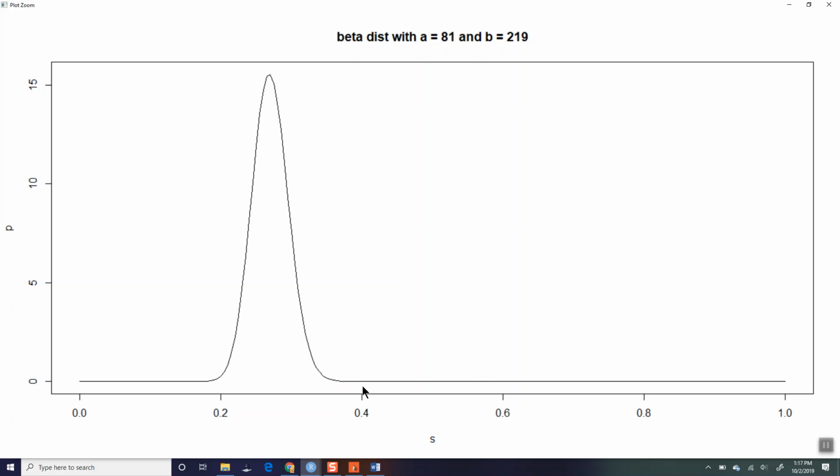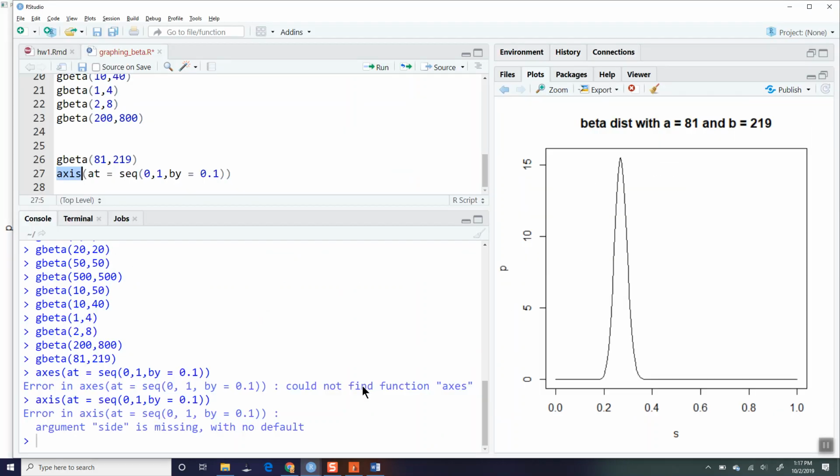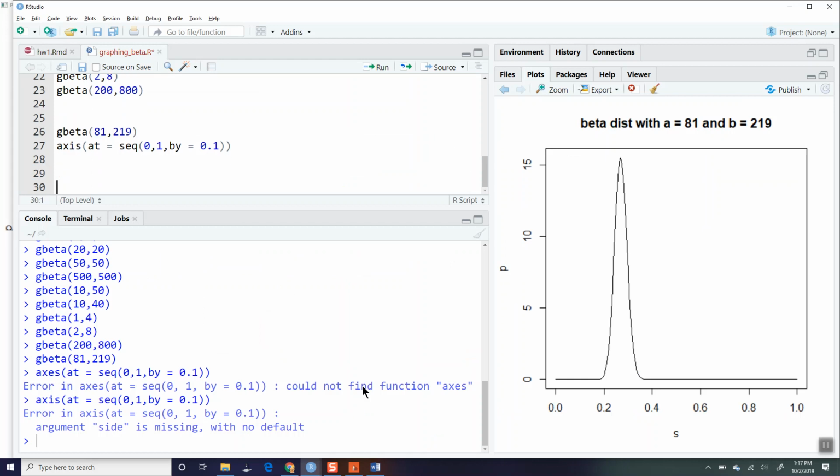So this is one person's expression of their prior understanding of the distribution of batting averages, before we look at anything about individual players. Now, someone else could say, you know what, I don't like these numbers. I don't like 81 and 219.